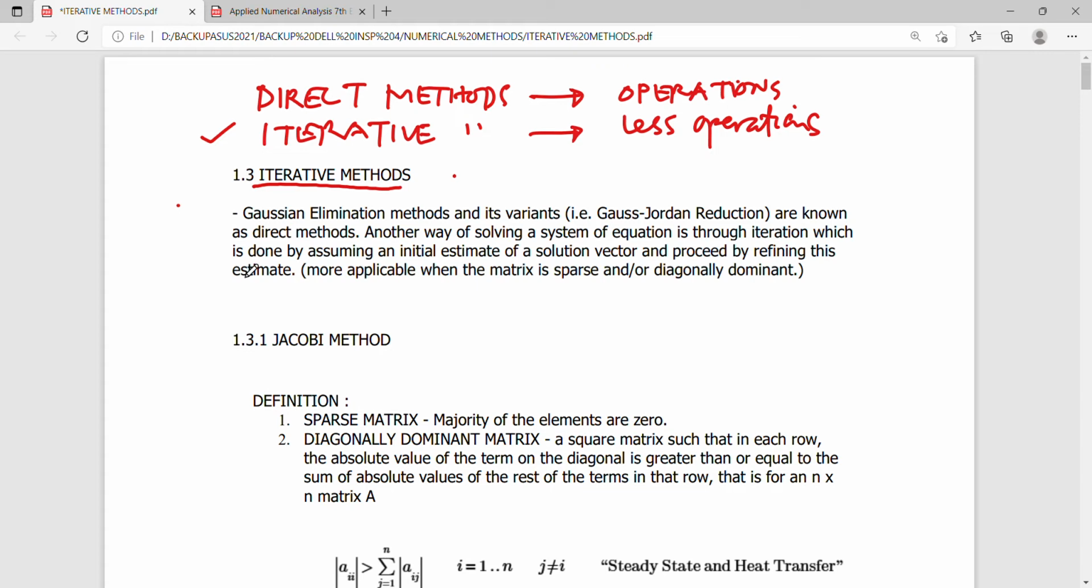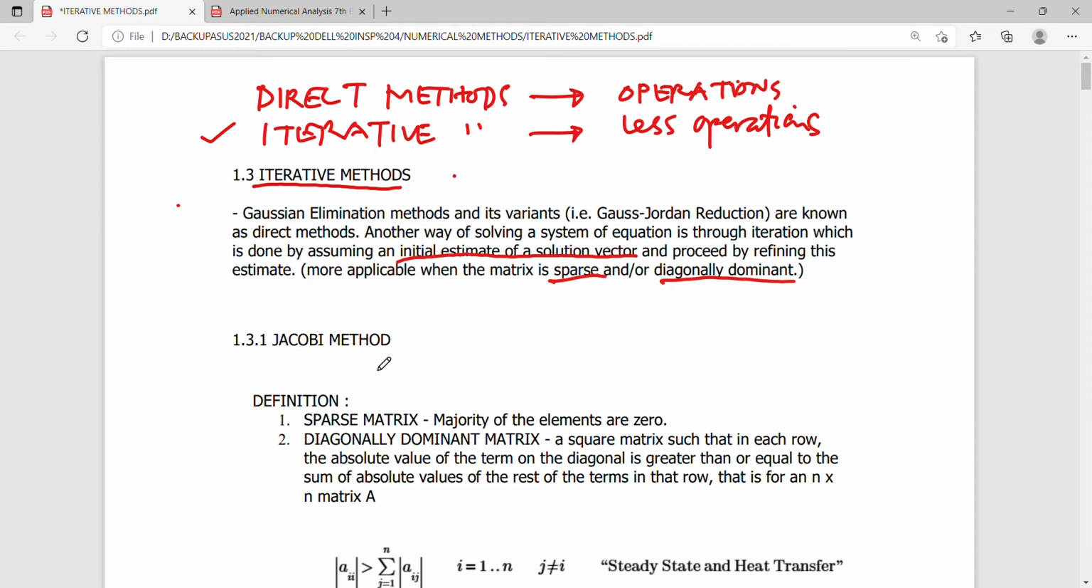So when we say iterative, we make use of a repetition of a procedure with a definition of an initial estimate of a solution vector, and proceed with the refinement of such an estimate such that convergence to the actual solution is later achieved. And this is more applicable when the matrix is sparse and diagonally dominant. So the first method we are going to study or look into is the Jacobi method.